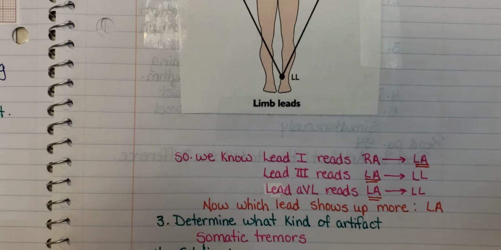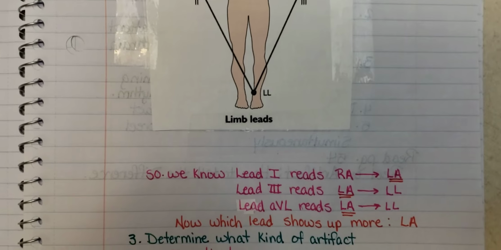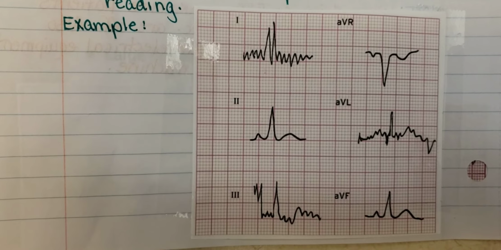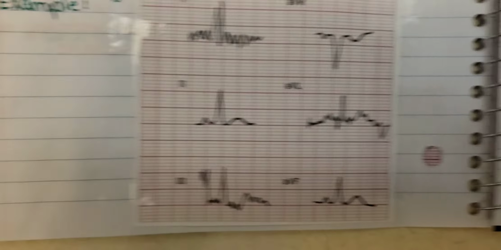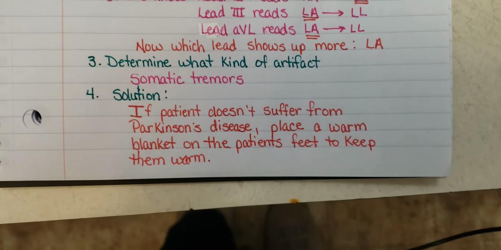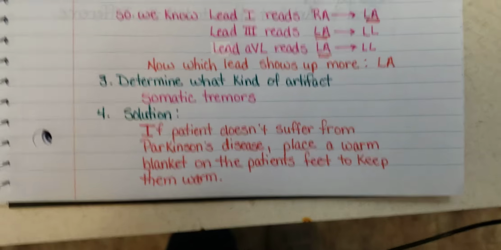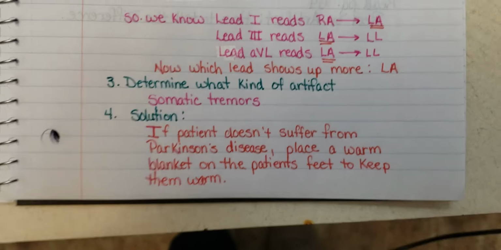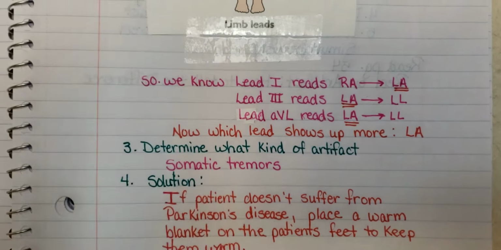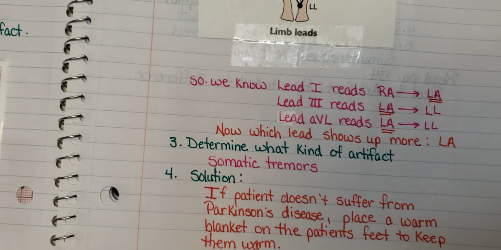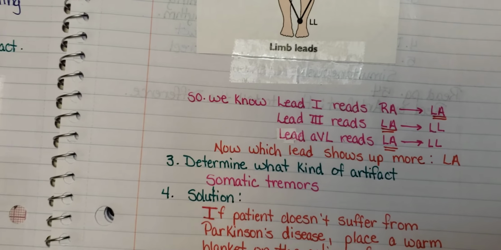So which lead shows up more? Left arm. So determine what kind of artifact. It's a seismic tremor. It's trembling. So your solution is, if the patient doesn't suffer from Parkinson's disease, place a warm blanket on the patient's feet to keep them warm, and also check your left arm lead to see if the electrode is not faulty or your wires are not frayed or damaged or loose.